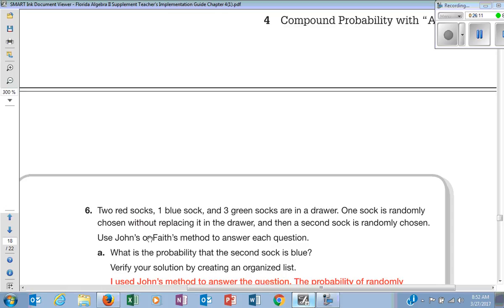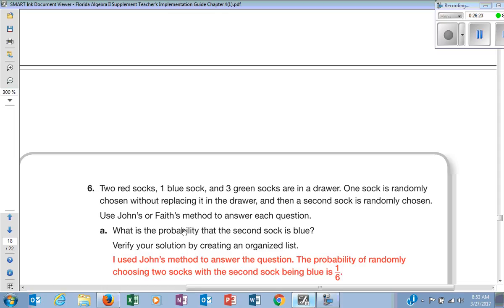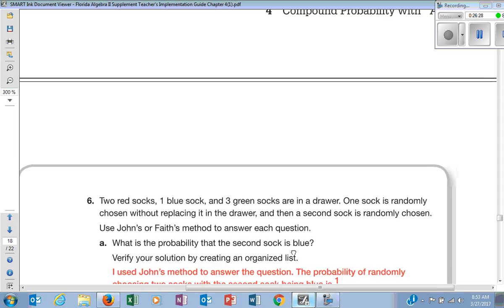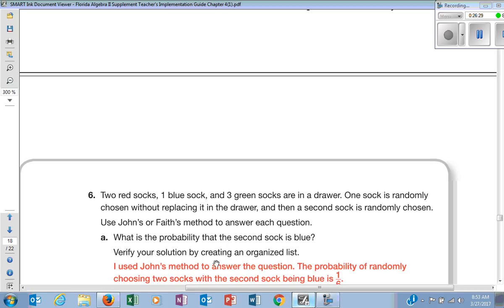Alright. 2 red socks, 1 blue, 3 green. 1 sock is randomly chosen without replacing it. Remember, that's huge. The second sock is chosen randomly. Then what is the probability of the second sock being blue? So what I do is I like John's method. I would say, okay, what's the probability of pulling a blue and a blue? What's the probability of not pulling a blue and a blue? The only thing I care about is my second sock is blue.